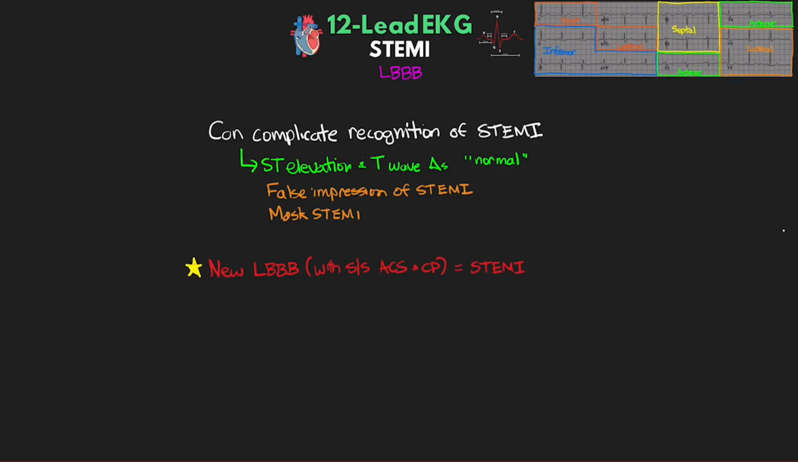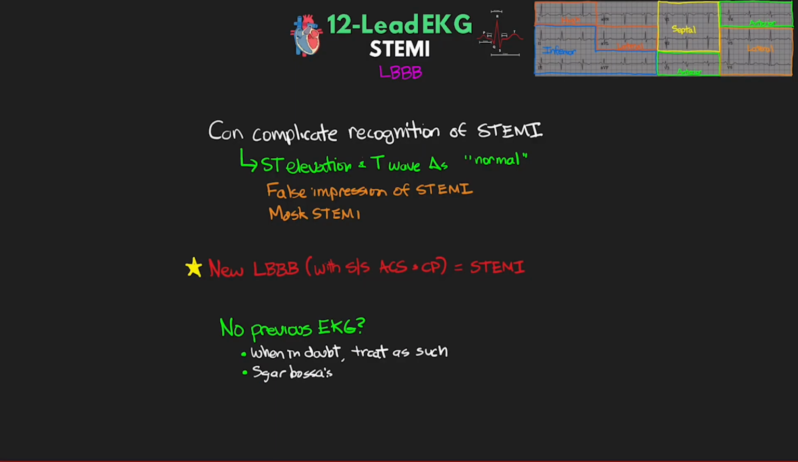A study actually looked at this and took patients with new left bundle branch block and chest pain to cath lab and often found a complete occlusion. Sometimes, though, we don't always have a previous EKG to compare to, so when in doubt, if the patient presents like an MI with a left bundle branch block, we should consider it as such. We can also use something called Sgarbossa's criteria, which I am going to be discussing in the next and final lesson of this series to evaluate for acute STEMI in the presence of left bundle branch block.